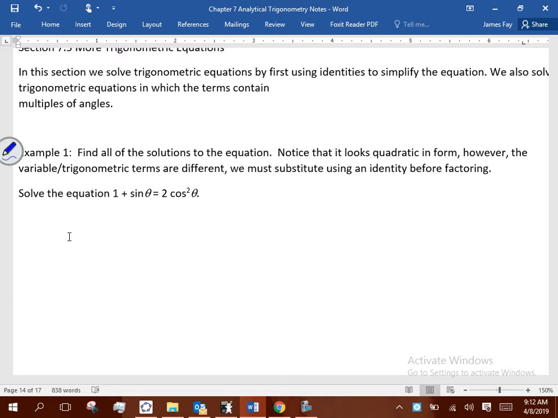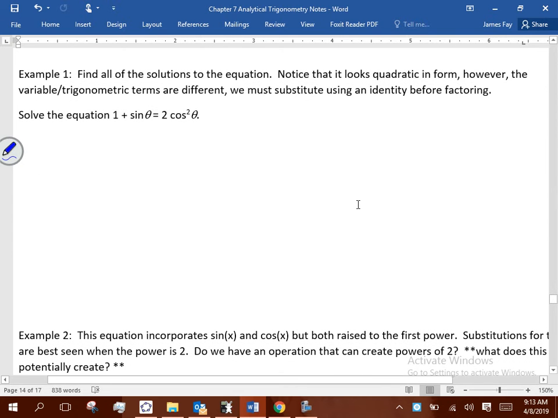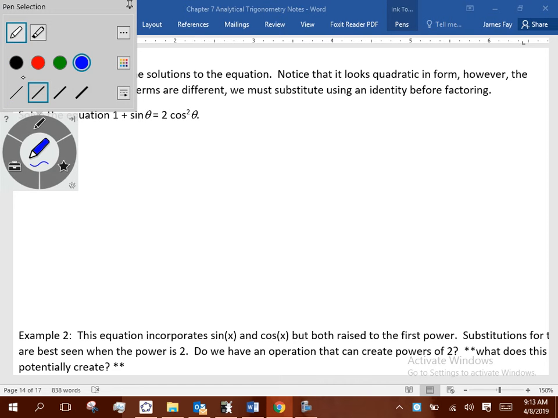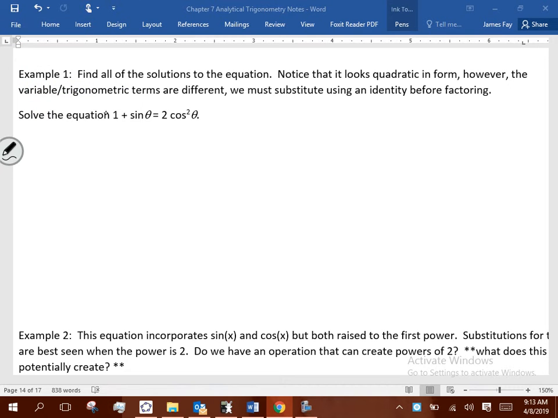So the first example I want to do is 1 plus sine theta equals 2 cosine squared theta. And right away, guys, you hopefully recognize that it is quadratic format. So we're going to rewrite this so that everything is equal to 0. I'm going to rewrite this as 2 cosine squared theta minus sine theta minus 1 equals 0.